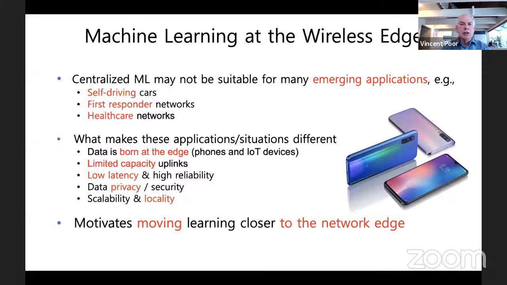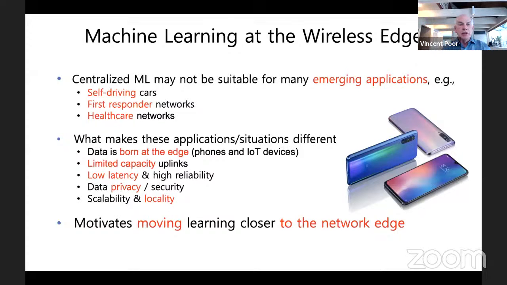Now, this kind of centralized machine learning might not be suitable for a lot of applications involving mobile networks. For example, self-driving cars, first responder networks for emergency situations, healthcare networks where there may be healthcare data involved. And these applications are different from some of the others that we might consider for various reasons. One is, first of all, the data is born at the edge. That is, data is born in iPhones and IoT devices. In a mobile network, of course, the uplinks are of limited capacity. So this makes it more difficult to upload data all the way back to the cloud. Oftentimes, these are time critical applications, so low latency is important and high reliability, certainly for healthcare and self-driving cars.